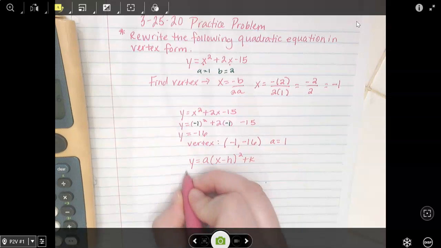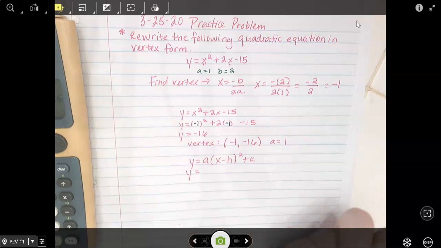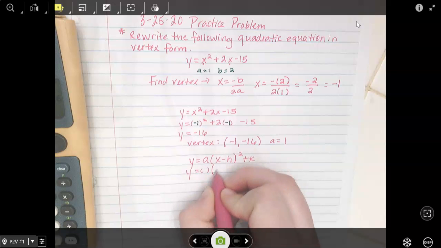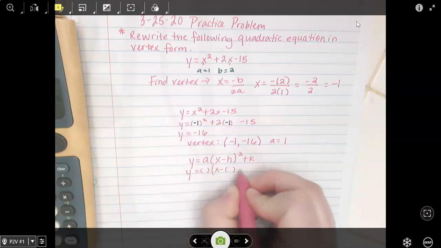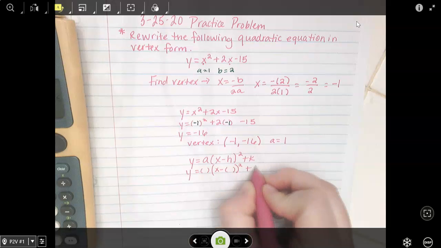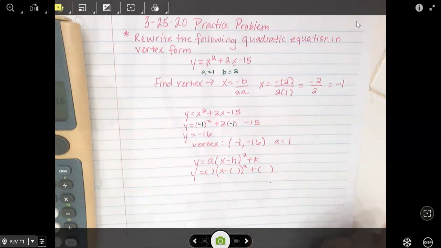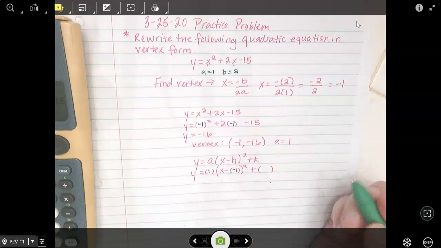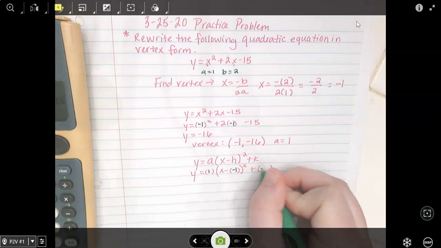Okay, so you're going to plug in for a, for h, and for k. So a was 1, h is negative 1, and k is negative 16.